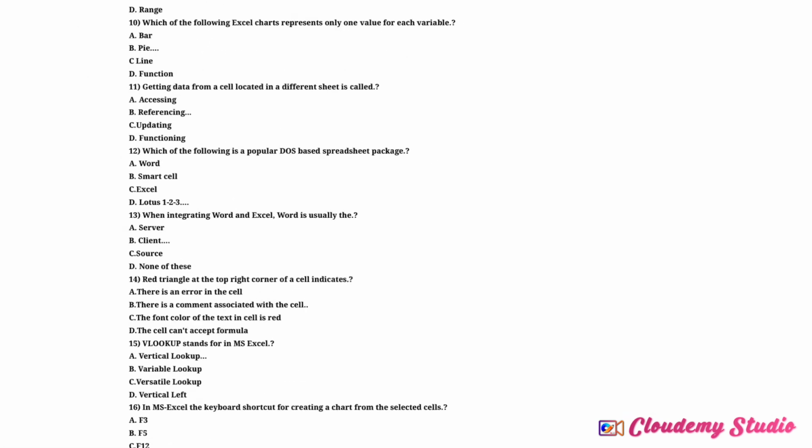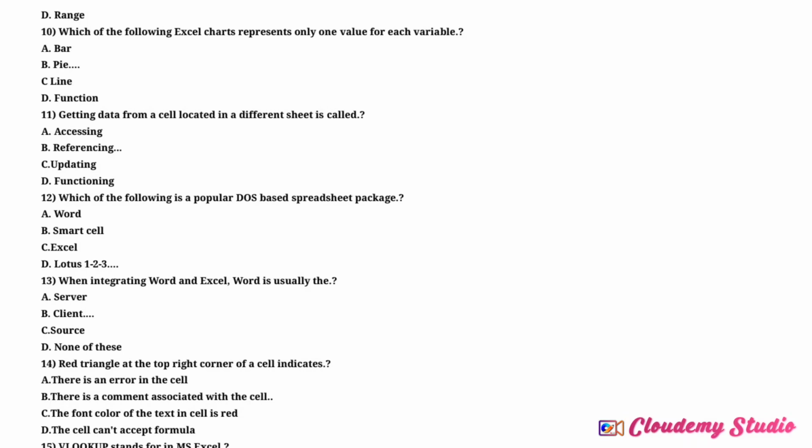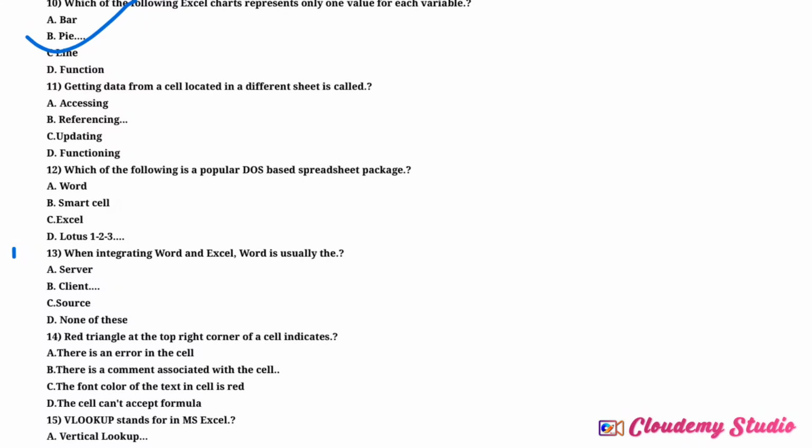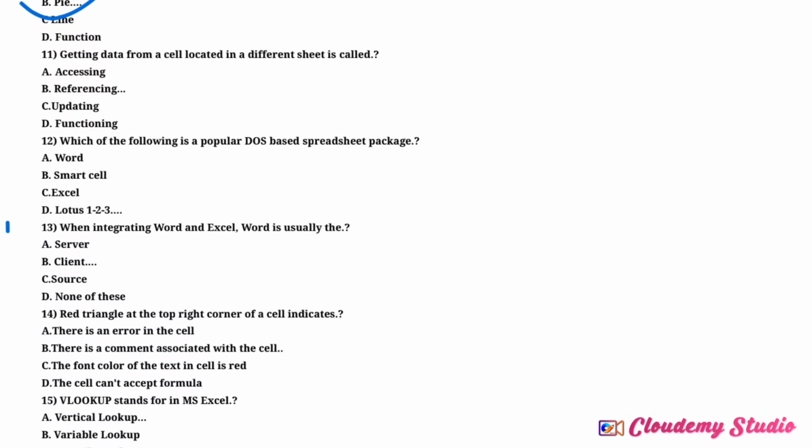10. Which of the following Excel charts represents only one value for each variable? Correct answer, option B, pie charts. 11. Getting data from a cell located in a different sheet is called? Correct answer, option B, referencing.